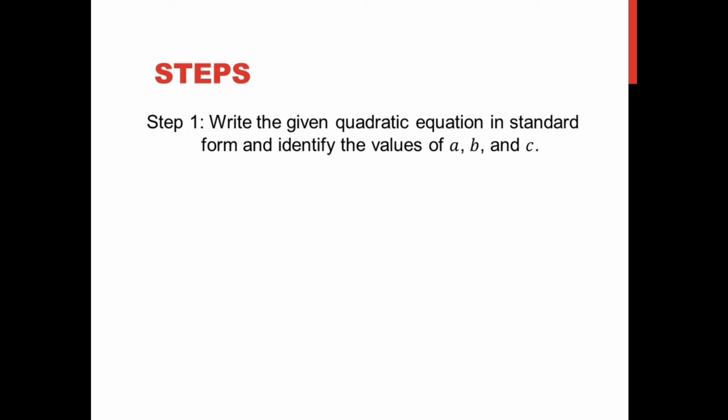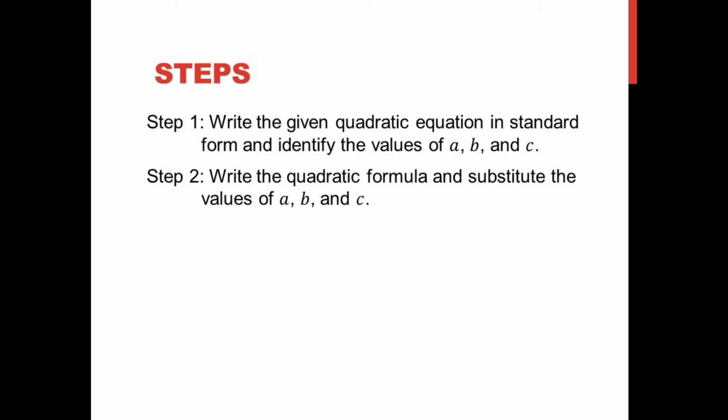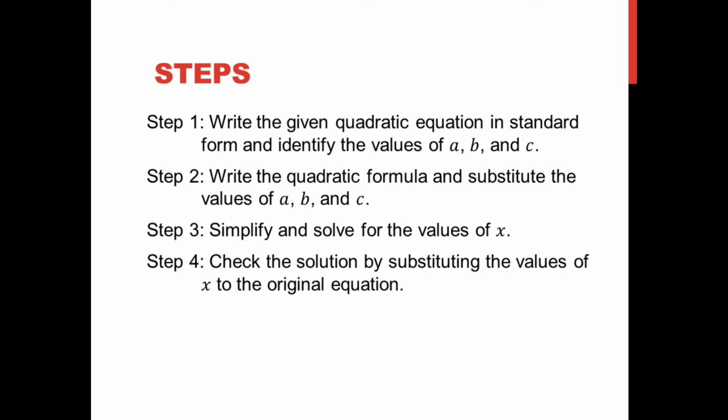Here are the steps in solving a quadratic equation using the quadratic formula. First, you need to write the given quadratic equation in standard form and identify the values of a, b, and c. The next step is to write the quadratic formula and substitute the values of a, b, and c. Step 3, you need to simplify and solve for the values of x. And for step 4, you need to check the solution by substituting the values of x into the original equation.